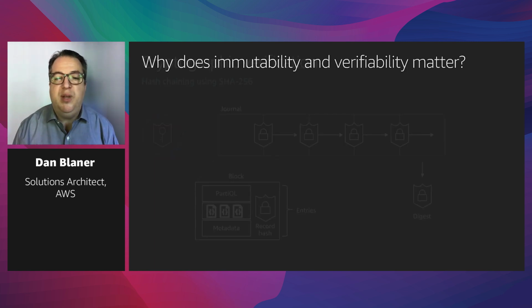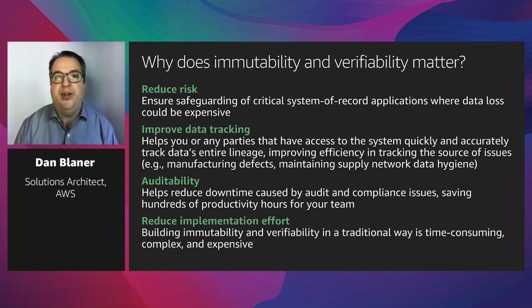Some may ask, why does immutability and verifiability matter for a database? There are several reasons. Number one, to reduce risk, to safeguard critical system of record applications where data loss could be expensive. To improve data tracking, immutability helps you track your data's entire lineage. And because it increases the efficiency of audits and expands your audit capabilities. And because building immutability and verifiability in a traditional way is time-consuming, complex, and expensive.